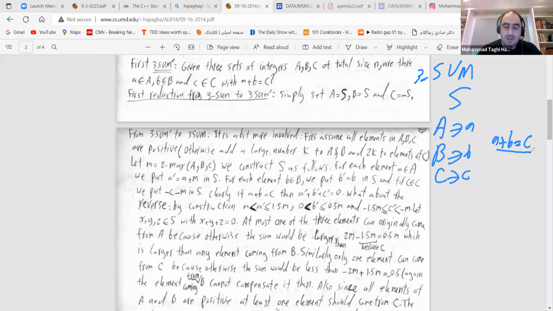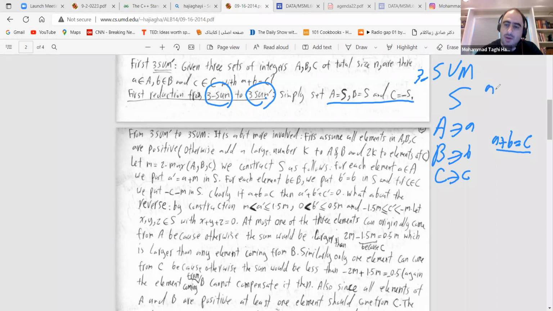Now, one thing is that we want to show the first reduction from three-sum to three-sum prime. Again, what's the meaning of that? It means that we want to solve three-sum using three-sum prime. How come? It is very easy. You just put A equal to S, B equal to S, and C equal to minus S. So essentially two of them equal to S and the other one minus. And the minus is exactly because of the difference that I have mentioned.